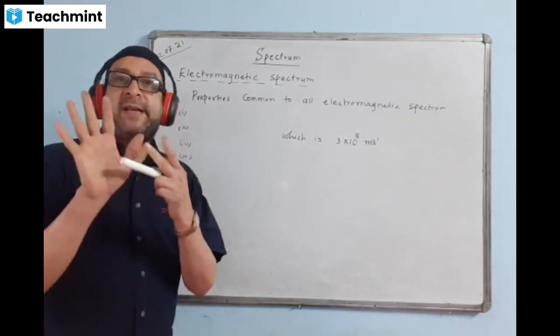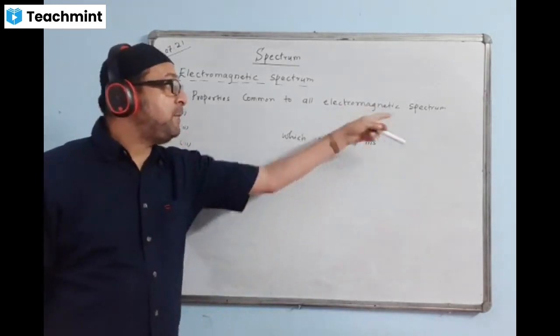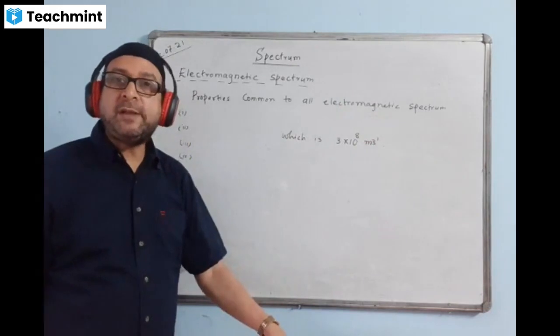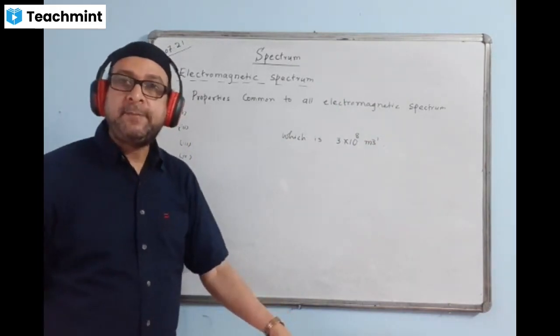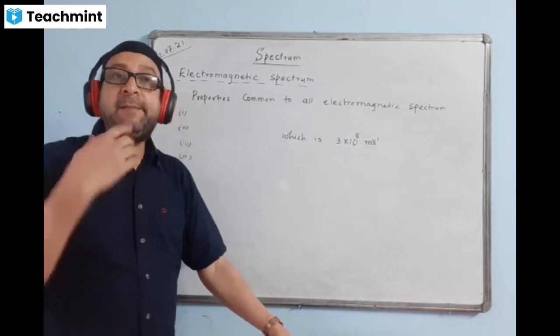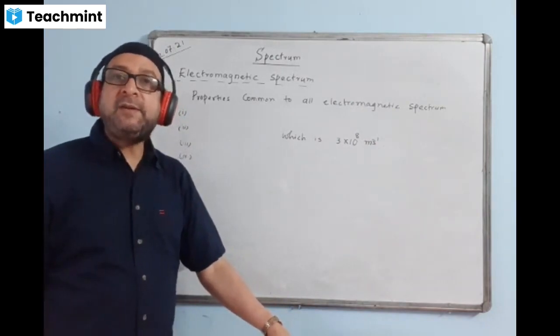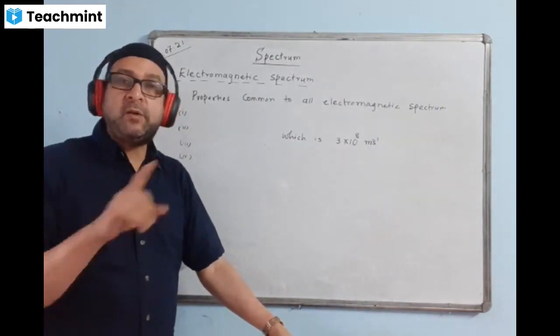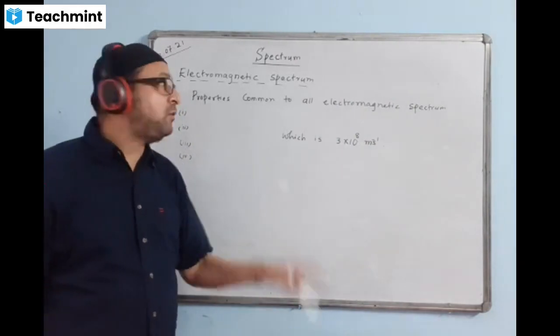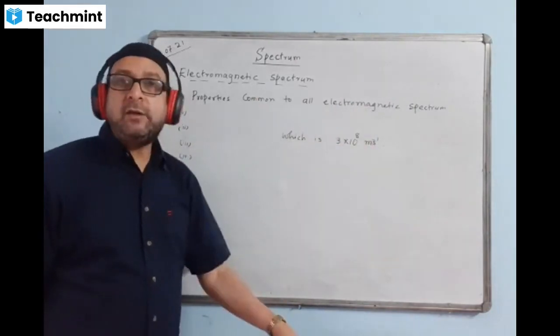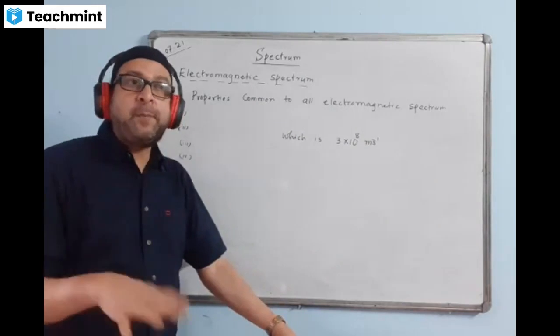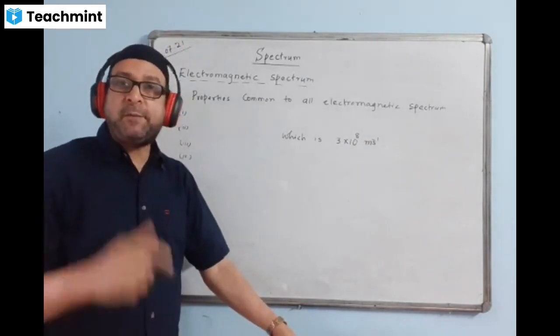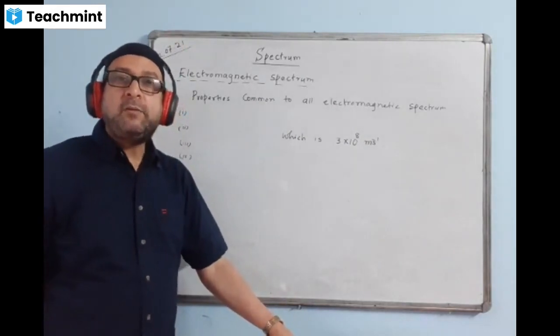There are actually seven electromagnetic spectrums. Altogether, there are seven electromagnetic spectrums or electromagnetic waves. I will name them later, but before that, we must know the properties of those seven spectrums. What are the important properties common to all electromagnetic waves? All of them will have the same properties. So what are they?